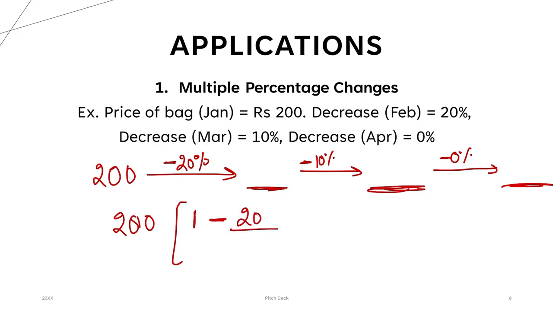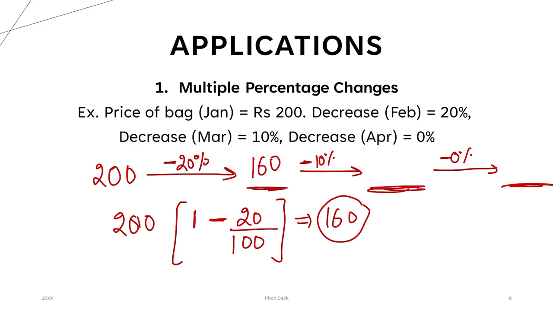So if you calculate this, 200 multiplied by 1 minus 0.2, which is 0.8, will give you 160. So now, since the price has decreased, the price is 160, going from 200 to 160. I hope this is clear.